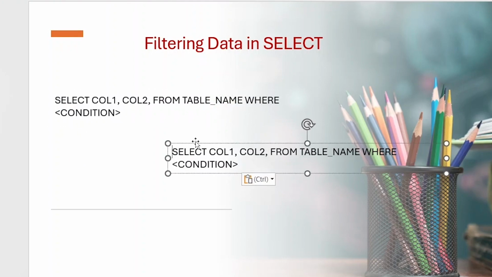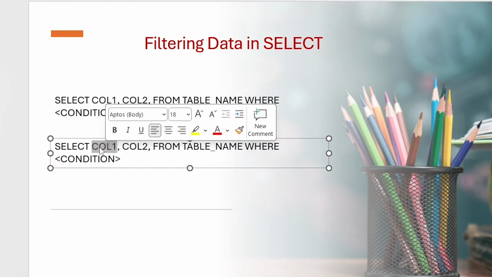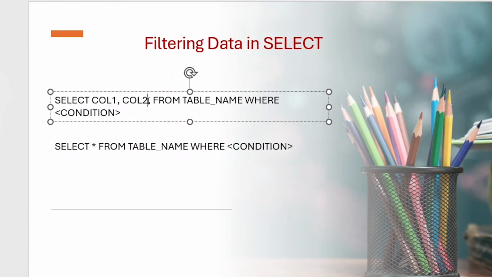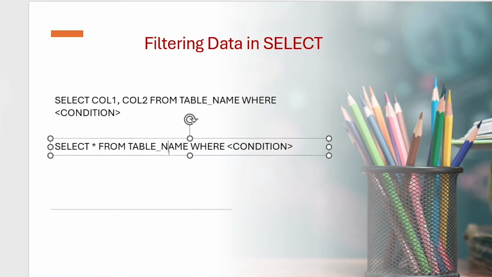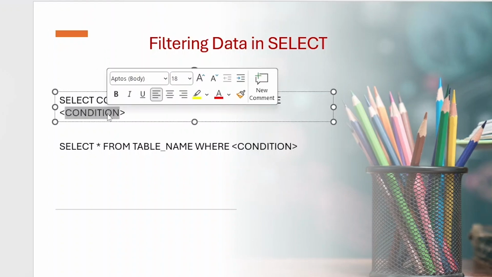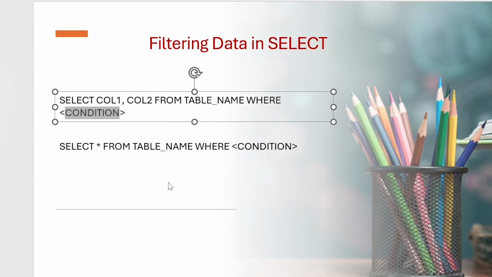But if you want all columns of data to be retrieved, then simply select star from table name where condition. This will not change. Look at this condition. This is what actually filters the data from your entire result set. As an example, you may have students in a classroom and you want to get all the boys. So you can simply add a condition in the where clause saying to get only male records. We will see this in action.